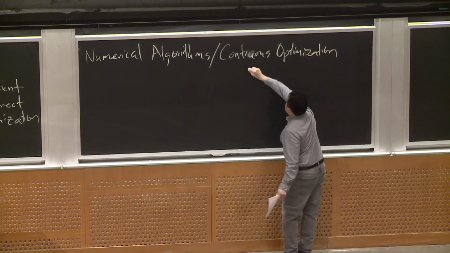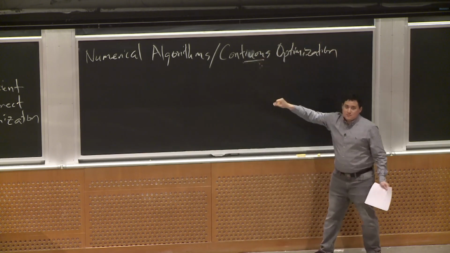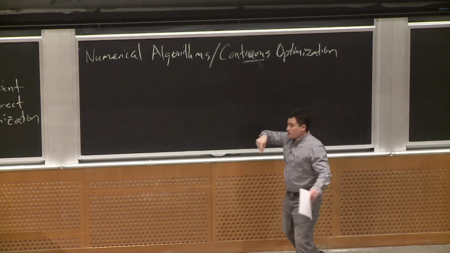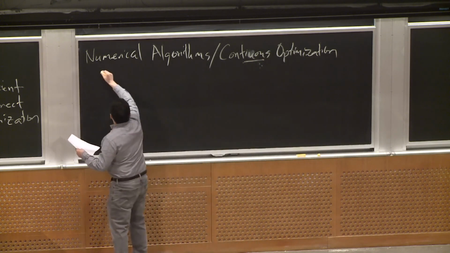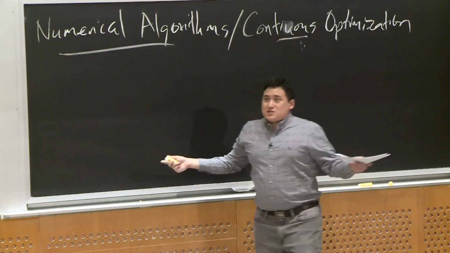Continuous being the opportune word here, not discrete systems. You have a continuum of possible solutions, real numbers essentially. How do we do this on a computer that's a discrete system?